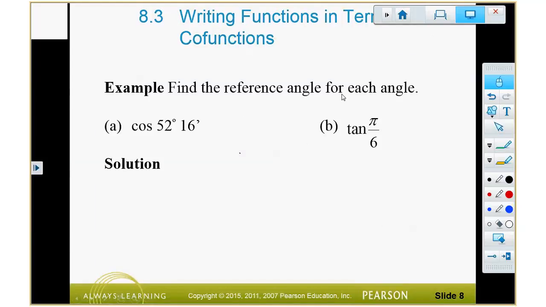Find the reference angle for each angle. Cosine of 52 degrees, 16 minutes? Well, first of all, you might want to draw yourself a picture. Don't know if it'll do you any good or not, but I like to know what I'm looking at. 52 degrees is going to be somewhere right in there because 45 is right here. So 52 degrees, 16 minutes. So you probably got something that looks like that.